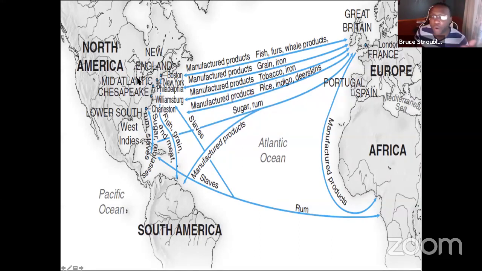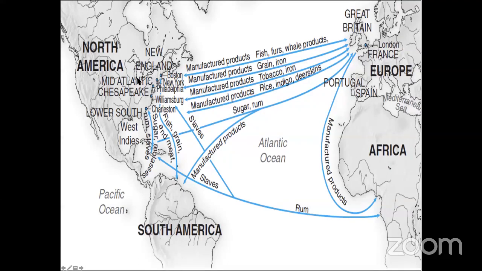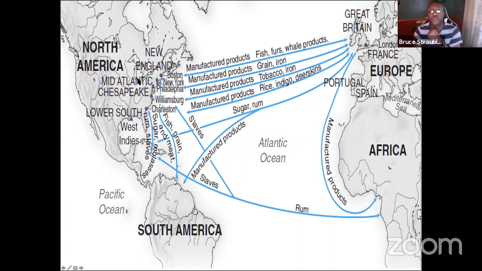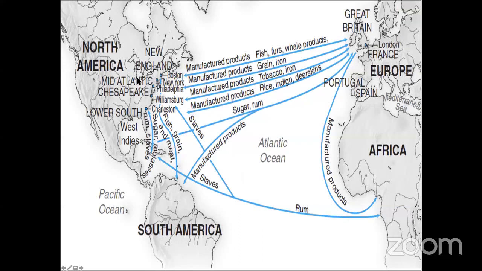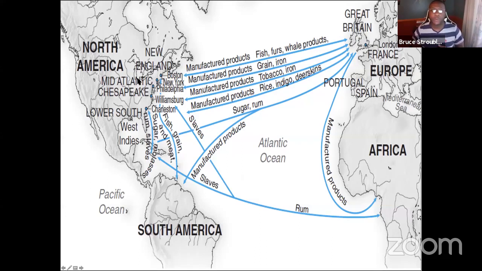You have raw products coming out of the Americas, heading to Britain and to other European countries, products like grain, iron, tobacco, rice, indigo, deer skins, fish, furs, whale products, all going back to the UK or Britain as it was known then. And then they're selling cheap manufactured products, including firearms, to Africans. In exchange, Africans are supplying the market with slaves, which are being taken to the Americas, and the Americas are then providing those raw materials back to the European colonies. And that is your so-called triangular trade that we had covered.